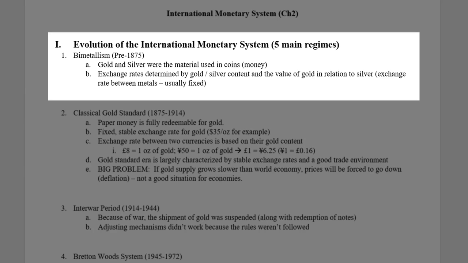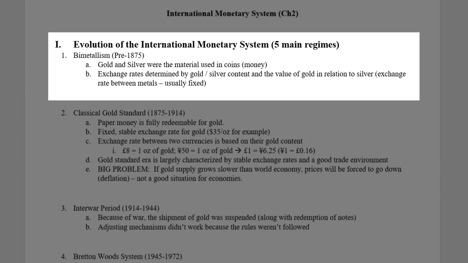So for instance, let's say the British pound was equal to 1/10 of an ounce of gold, and the American dollar was equal to 1/10 of an ounce of silver. Then the exchange rate between the British pound and the US dollar would be based on the exchange rate between gold and silver, because they both had the same content weight. They both had the same weight of the metal, but one British pound had gold, the US dollar had silver. So now if gold was $30 an ounce and silver was $2 an ounce, the pound would be worth 15 times more. And so we would have to exchange $15 to get 1 pound because of the value of gold and silver.